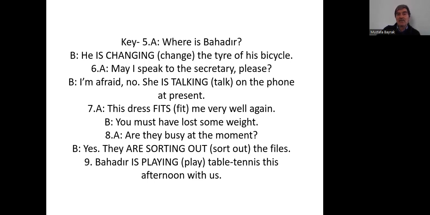7. This dress fits me very well again. Simple present. You must have lost some weight. Are they busy at the moment? Yes, they are sorting out. Yes, sort out becomes sorting out the files.